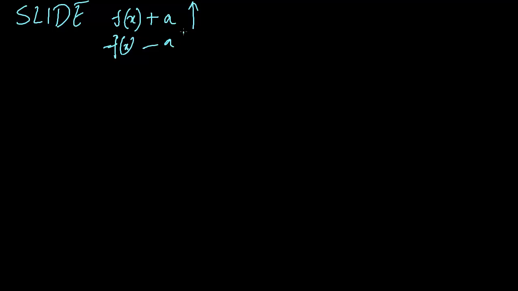So the next one is slide. Or we can write it down like this: f(x) plus a, it either slides upwards; f(x) minus a, you slide downwards, remember. So when you have a picture like this, y equals x squared plus 3, you slide the picture upwards. That's it. You start from the original picture y equals x squared and you slide it upwards. So it would be like this.